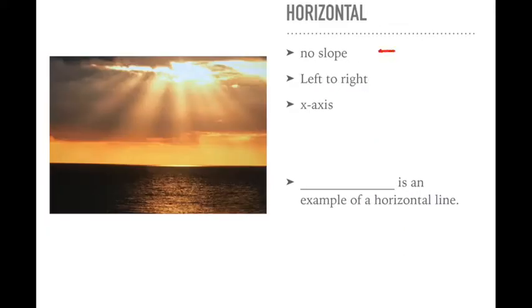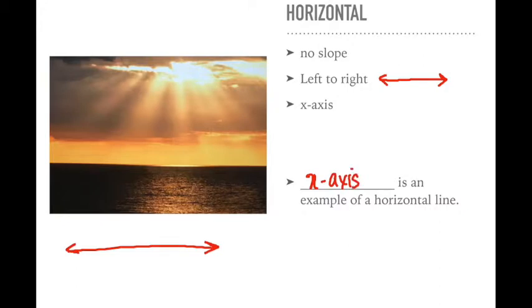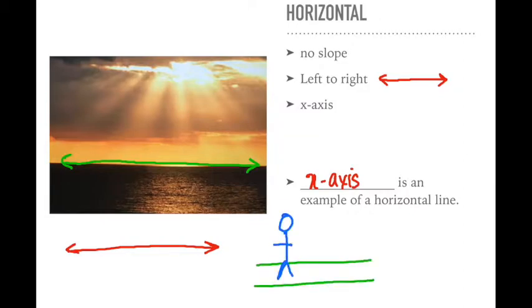The term horizontal refers to lines or line segments that have no slope, meaning they move from left to right without any kind of inclination. The x-axis would be an example of a horizontal line because it moves from left to right in the coordinate plane. What would be another example of a horizontal line? The horizon is usually referred to as horizontal. The sidewalk that you walk on can also be referred to as a horizontal line if that sidewalk has no slope.